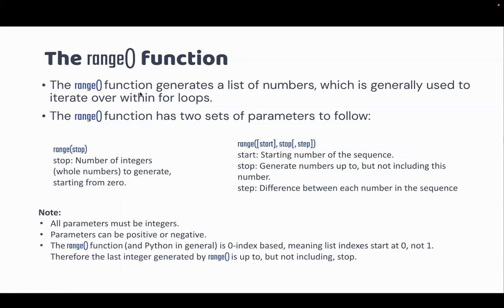Another way to use a for loop is to use the range function. The range function generates a list of numbers, which is generally used to iterate over within for loops. We can see the example over here and also over here. The range function has a few sets of parameters to follow. You can either call it with only one parameter, which indicates the stop number of integers.